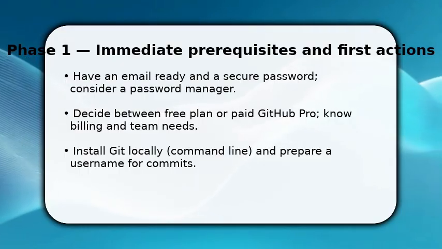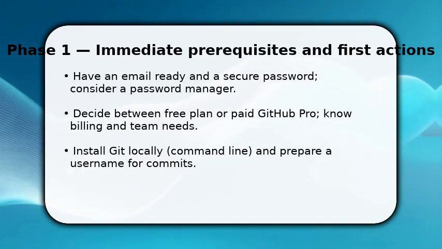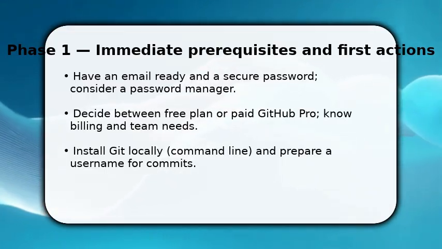You begin by preparing essentials: an email, a strong password, and Git installed on your machine. Open GitHub and click Sign Up, enter your email, choose a username, and set the password. You do this now because a correct username links commits and avoids later renames. Once done, verify your email.